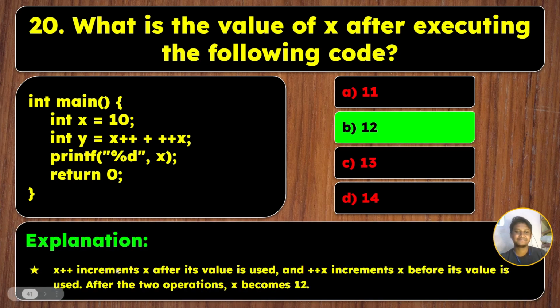As you can see, x plus plus increments x after its value is used, and plus plus x increments x before its value is used. After the two operations, x becomes 12. So I hope you got to know how this increment operator is being used. Let's jump to our next question.